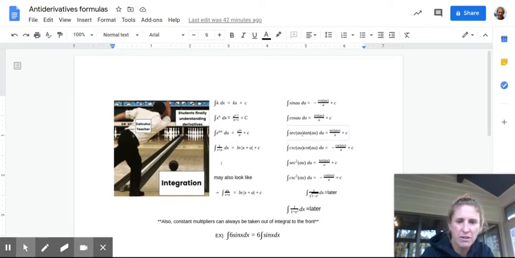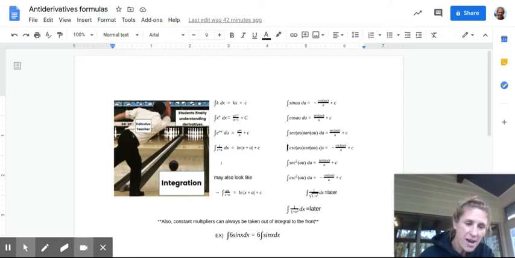We know the antiderivative of secant tangent because the derivative of secant is secant tangent. We know the antiderivative of cosecant cotangent because the derivative of cosecant is cosecant cotangent. We just have to be careful with our negatives. What's with this au, you ask?